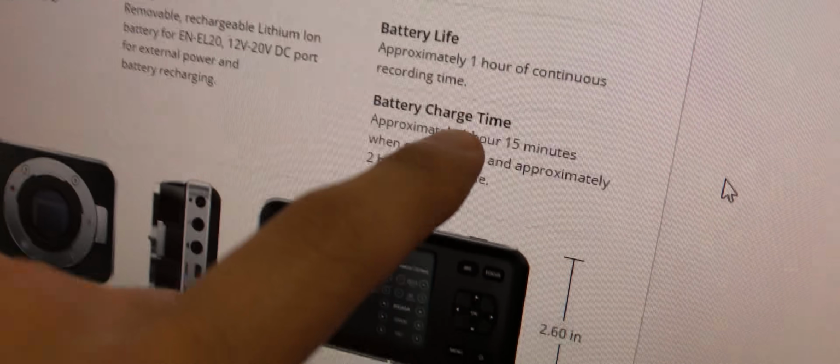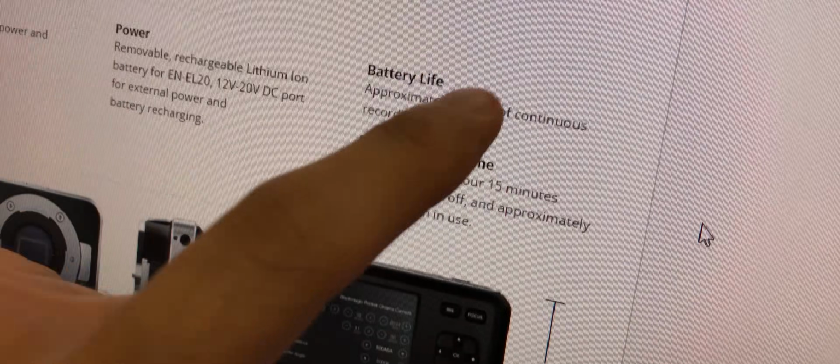I'm just looking at the tech specs for the Blackmagic Pocket Cinema camera, and they say that battery life is approximately 1 hour of continuous recording time. That's a good joke. It lasts maybe 10 minutes.